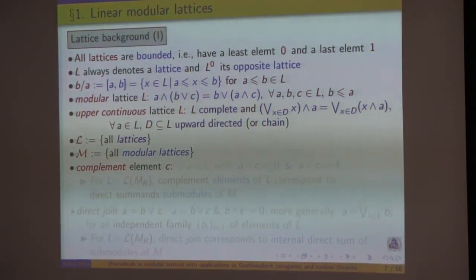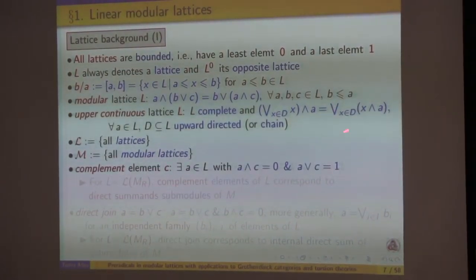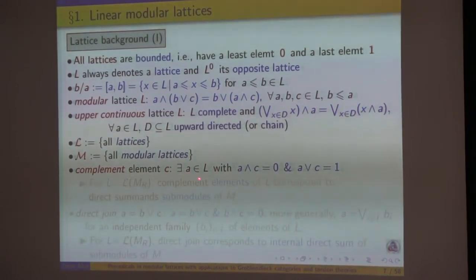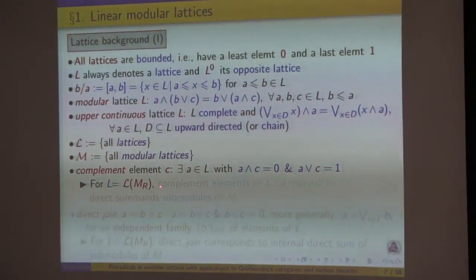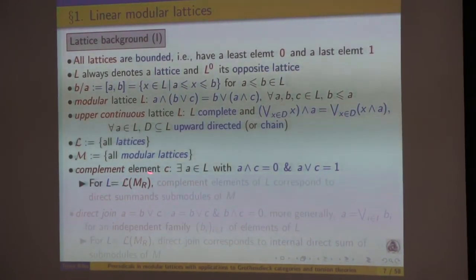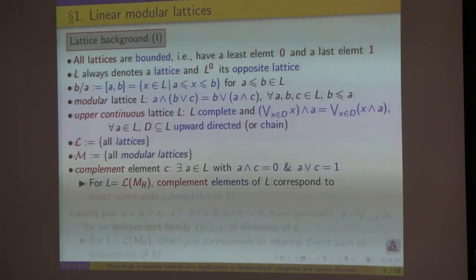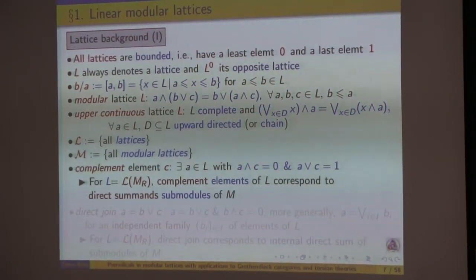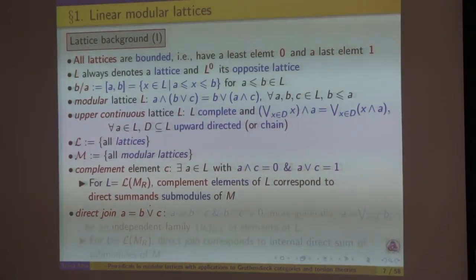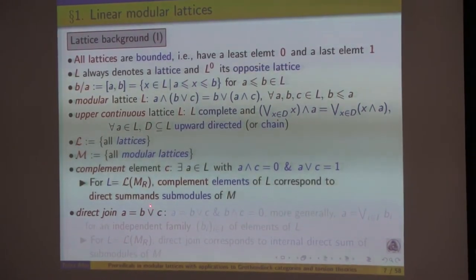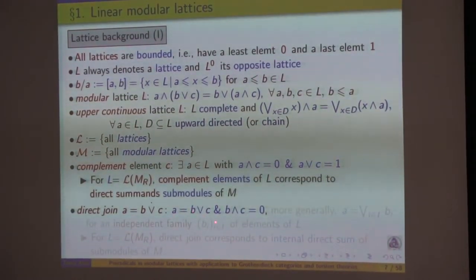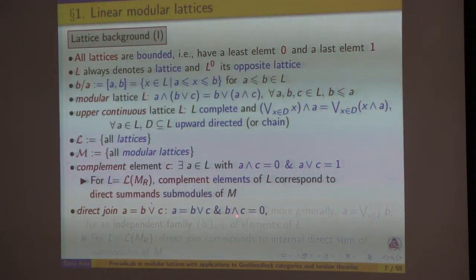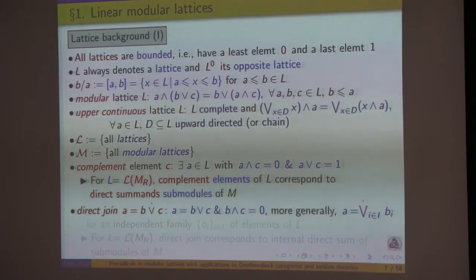What is a complemented element? A complemented element C is any element having this property: for this C, there is an A such that the meet is 0 and the join is 1. And for instance, for this lattice, remember, it's the lattice of all submodules, complemented elements correspond exactly to direct summands. What is a direct join? We say that A is a direct join, putting here a dot up to this sign, if A is B join C and B meet C is 0. More generally, we can define for a family of elements what is a direct join, and we put this sign, this dot here.